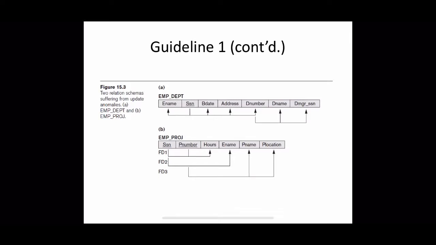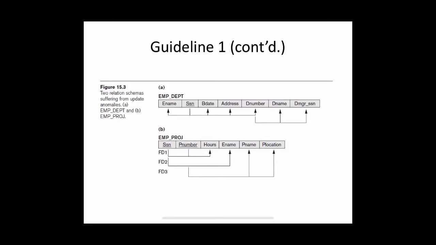Similarly we have another relation, employee project. Here also we are combining the attributes of two different relations, employee and project, together. A particular tuple contains the SSN of the employee, project number, hours, employee name, project name, and project location. All that information is there. If we think logically, there is nothing wrong in keeping all this information together.